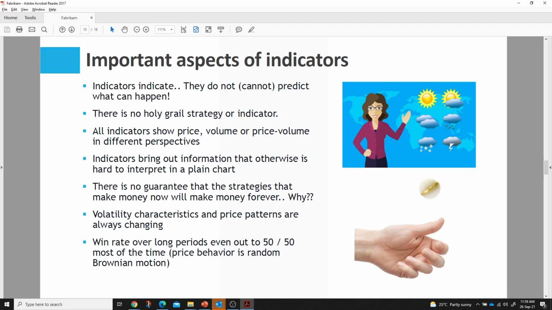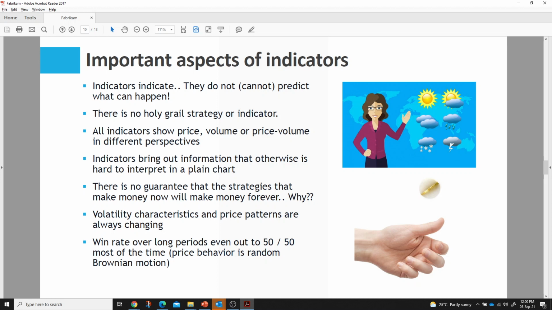This is for sure a fact. No matter how much time you spend to make a strategy, it will not work forever. Why? As I said, volatility regime changes, price characteristics change, price patterns change. A pattern which is working today may not work after 1 year.